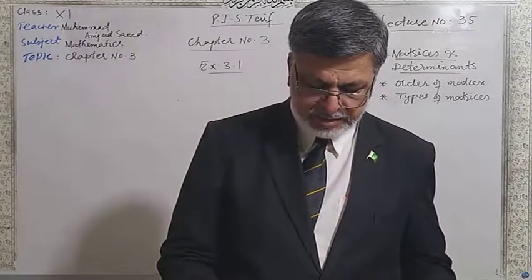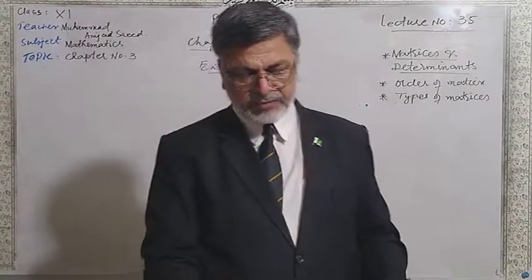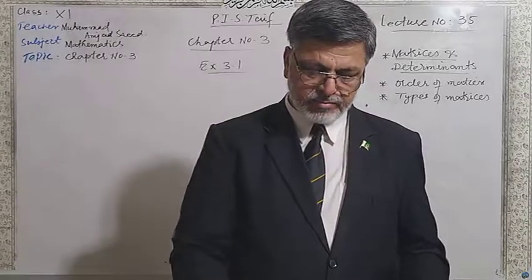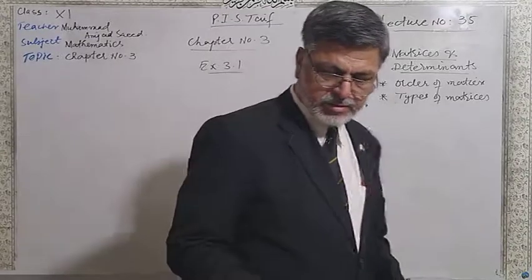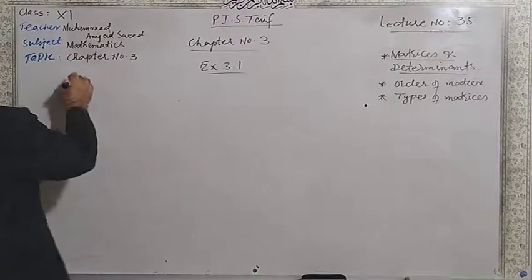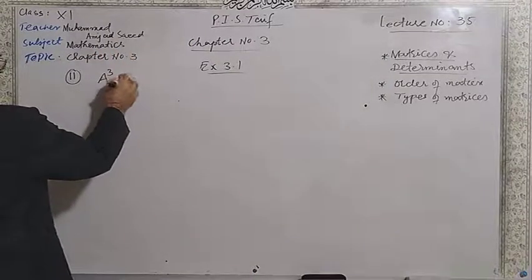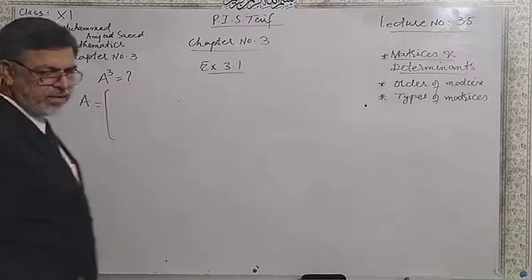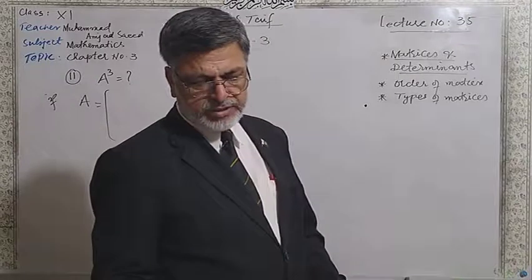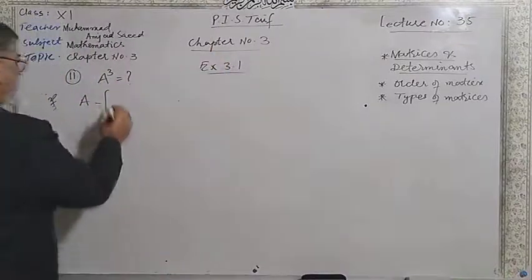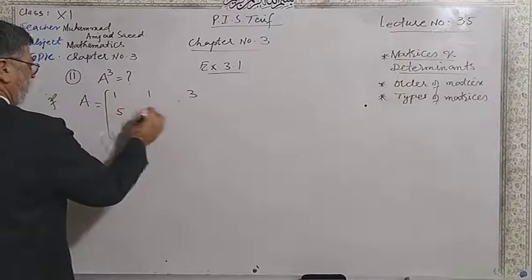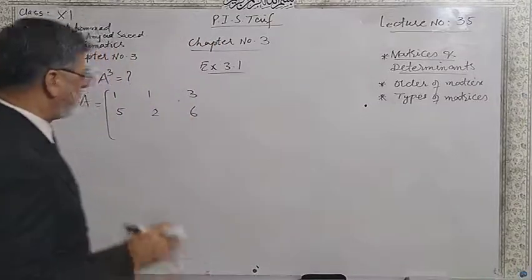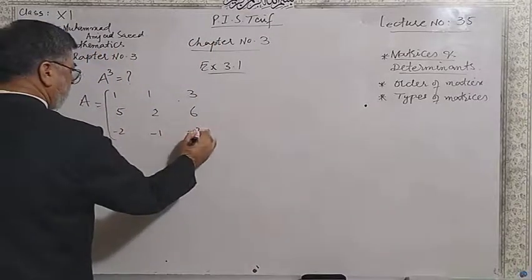11. In case of question number 11, we have to find A3 and A is given. In question number 11, you have to find A3. If A is given 1, 1, 3, 5, 2, 6, and minus 2, minus 1, minus 3.